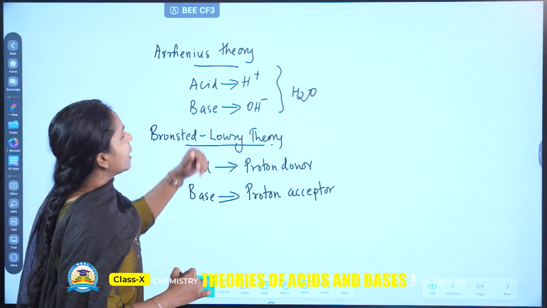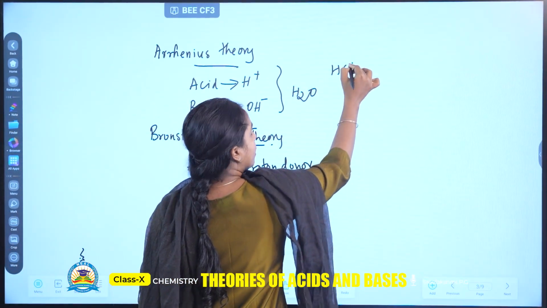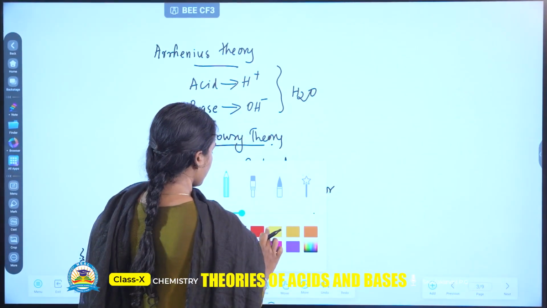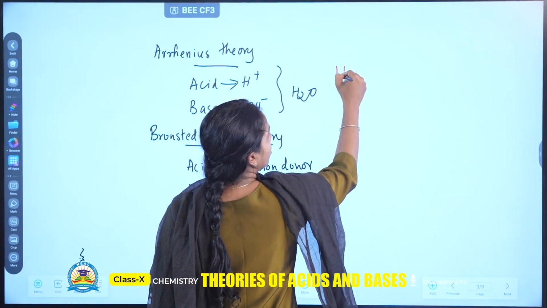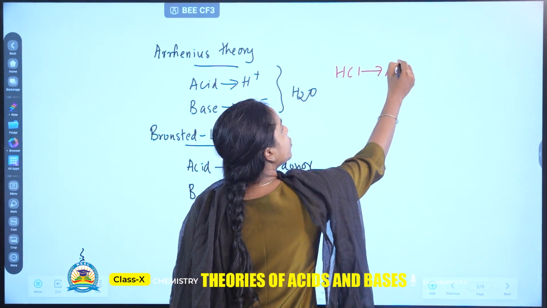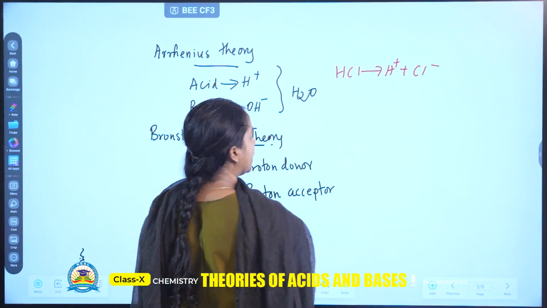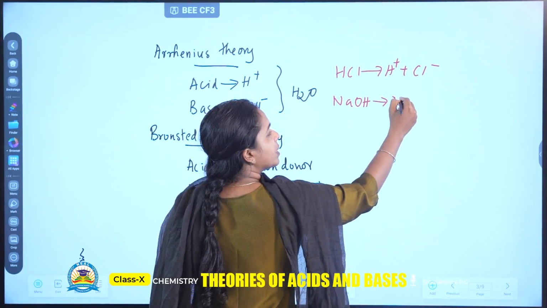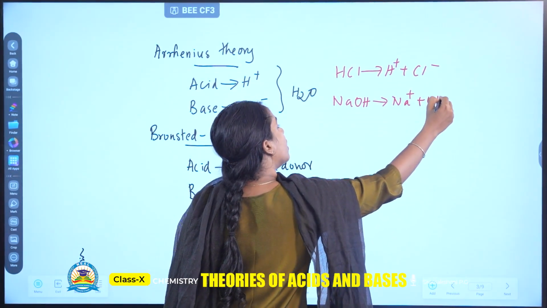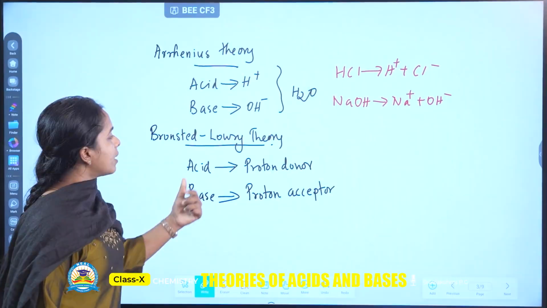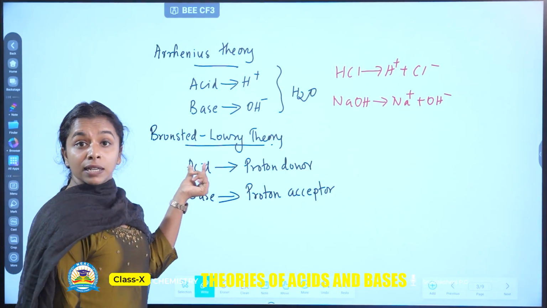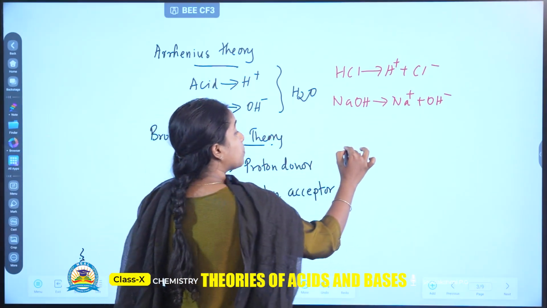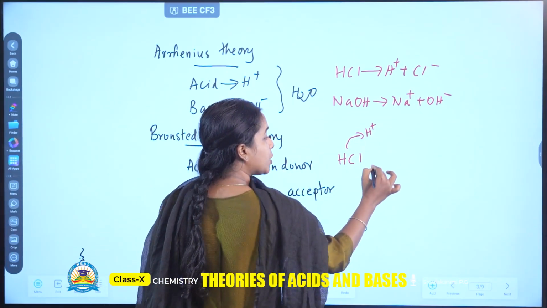So here we can take example as HCl. HCl will produce H plus plus Cl minus, and base we can consider as NaOH, which will produce Na plus and OH minus. Now in case of Bronsted-Lowry, I'm taking HCl. HCl will produce H plus ions.